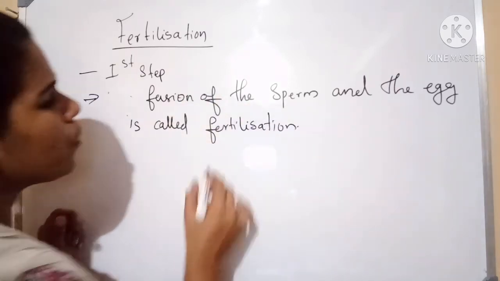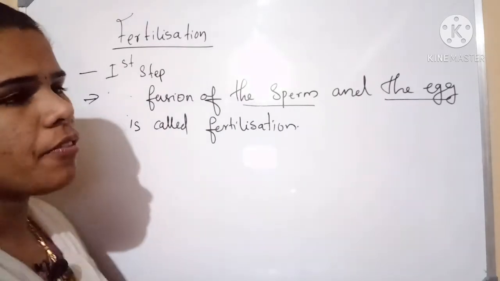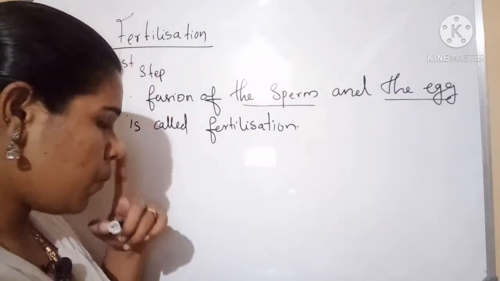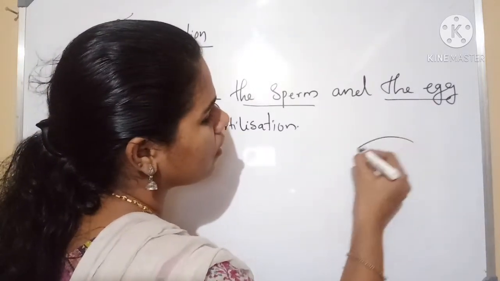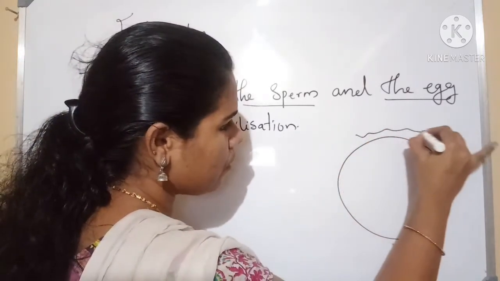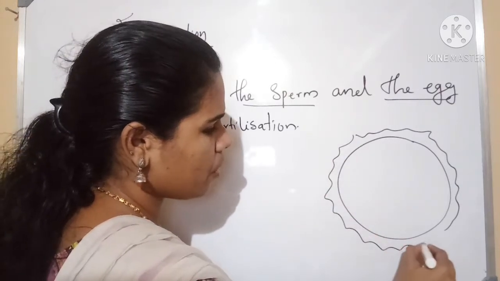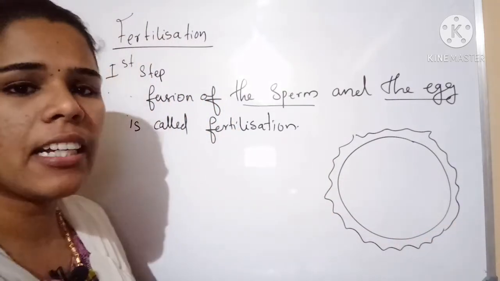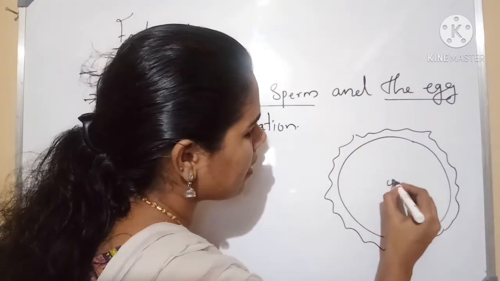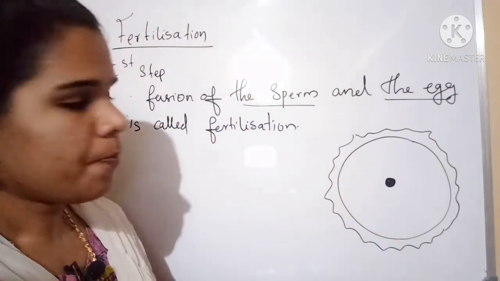Okay, so the fusion of the sperm and the egg is called fertilization. This process is very important. So we know the egg is a single cell. It also has protective layers. Yes, we know it's a delicate single cell, so it has a protective layer, and inside the ovum we can see the nucleus.